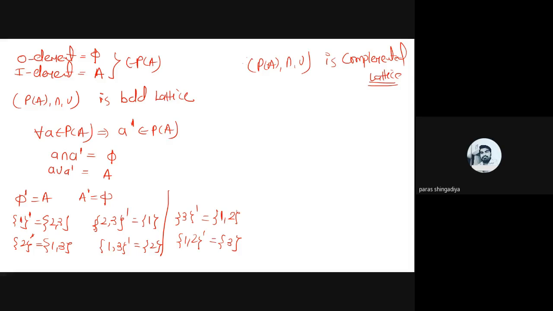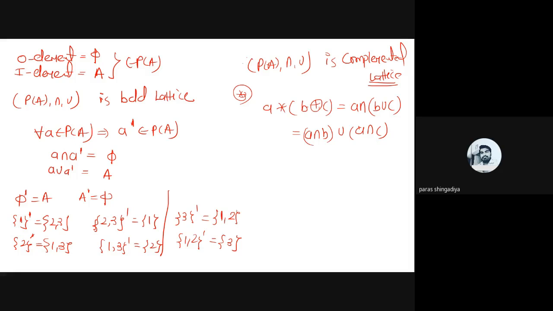Clear? Because we can derive the complement of each entry, and here it is a part of P of A also. Now the third one is there, a distributive lattice. So for the first law on distributive, we have A star B ring sum C. Here star means intersection, ring sum means union. So A intersection B union C is equal to A intersection B union A intersection C. This we have as a direct formula in set theory.